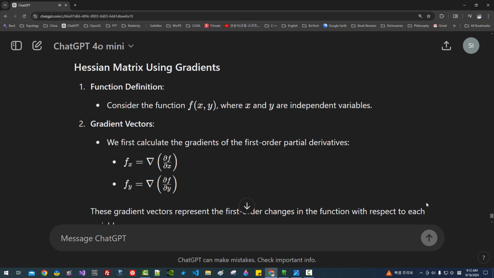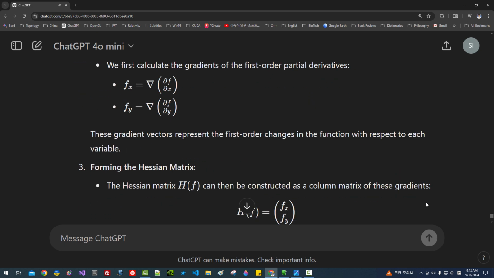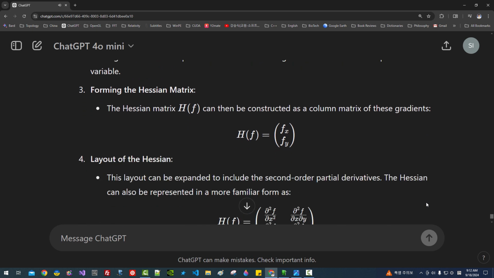2. Gradient vectors. We first calculate the gradients of the first-order partial derivatives. fx equals the gradient of the partial of f with respect to x, and fy equals the gradient of the partial of f with respect to y. These gradient vectors represent the first-order changes in the function with respect to each variable. 3. Forming the Hessian matrix. The Hessian matrix, H_f, can then be constructed as a column matrix of these gradients: H_f equals the matrix with fx and fy.